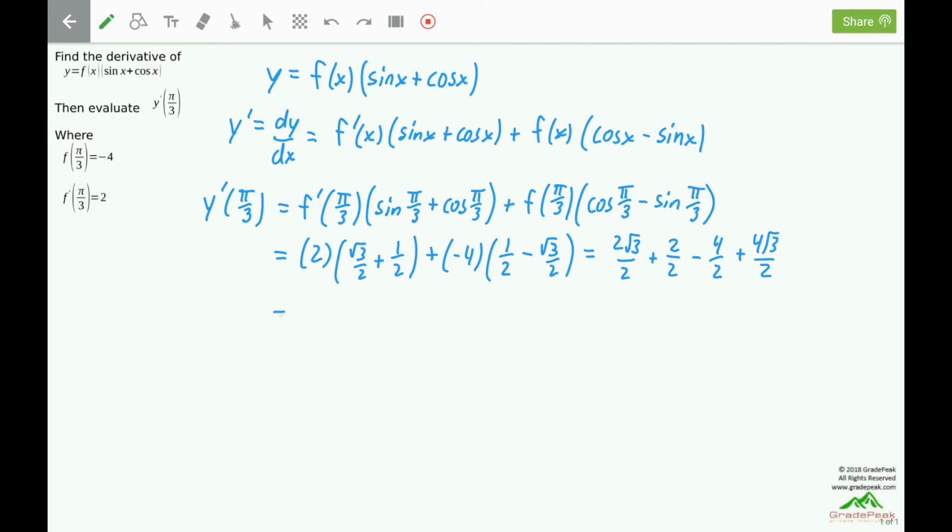Now we can combine like terms together. We have two terms that have a root 3 in them. We have this one and this one. We can combine those together. We have a 2 root 3 over 2 and a 4 root 3 over 2. That'll give us a total of 6 root 3 over 2.